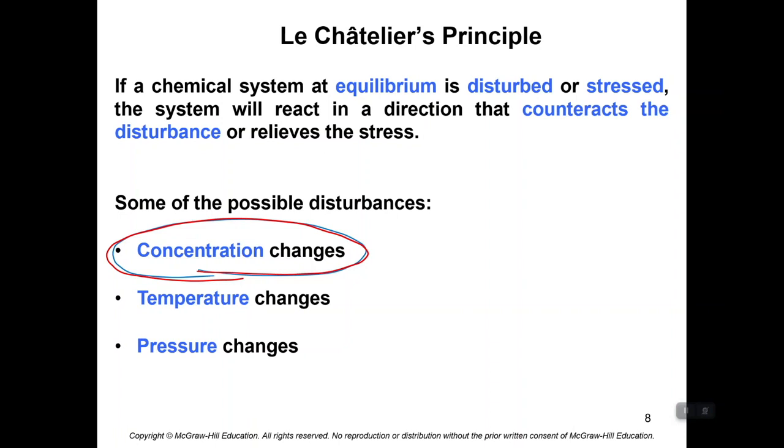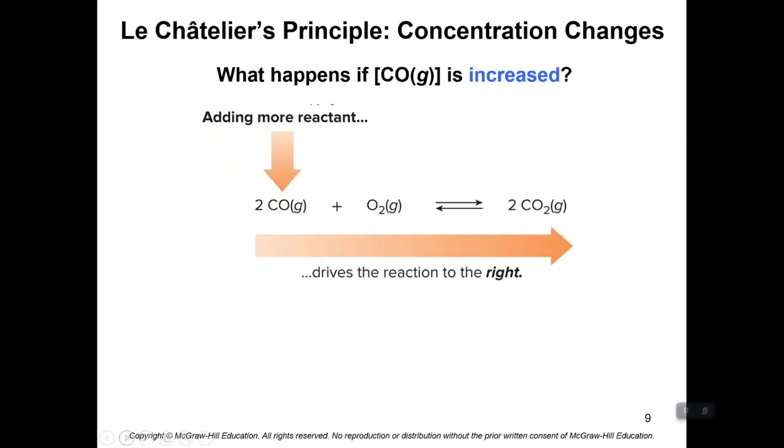What Le Chatelier's principle states is that a system that is at equilibrium is going to react to this disturbance in a way that counteracts this disturbance. Okay, it'll counteract it. So what does that mean? Let's look at an example. All right, so here is a reaction. I have carbon monoxide and oxygen gas reacting to produce carbon dioxide.